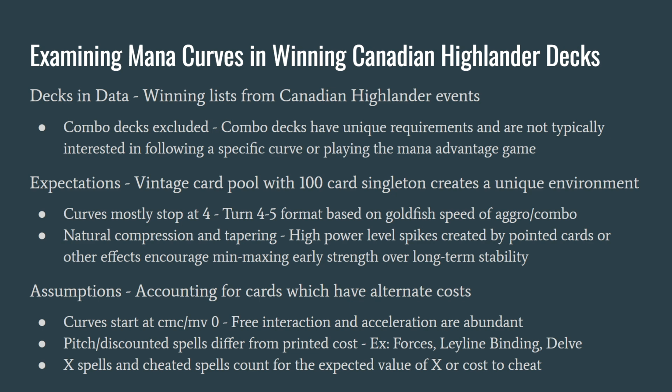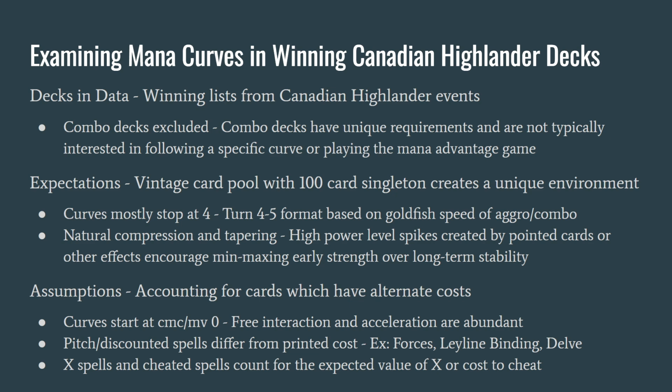This means you really need to be interacting and affecting the game state in these early turns, which means you're not going to have time to try and hardcast 5-drops or 6-drops without lots of acceleration. So curves are mostly going to stop at 4. There might be some 5-drops, but obviously you can't play a 5-drop on turn 5 if the game is already over. I also would expect there to be a bunch of natural compression and early tapering. It's going back to the whole turn 4 to 5 format.